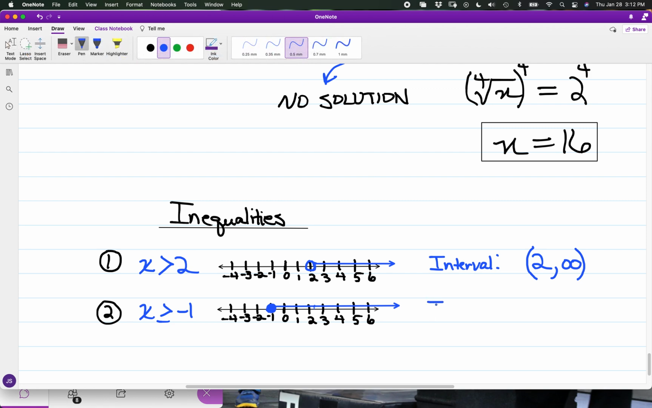Again, we have this with interval notation. We have activity going in the same direction. Now, -1 is included, and this number is going to be in the brackets.